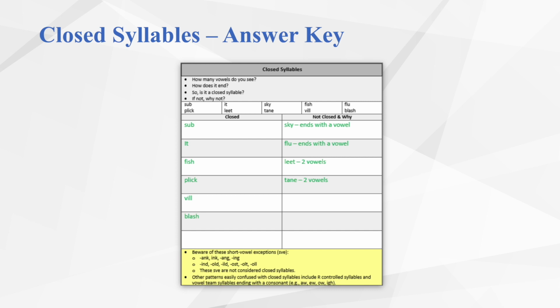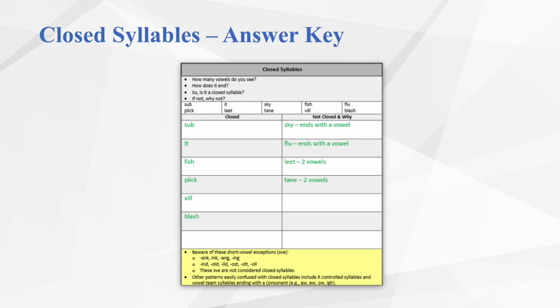Turning our attention to the not closed and Y. S-K-Y we've already discussed. We have F-L-U. How many vowels do we see? One. How does it end? It ends with a vowel. So it's not closed, and it goes in the not closed column, indicating that it ends with a vowel.